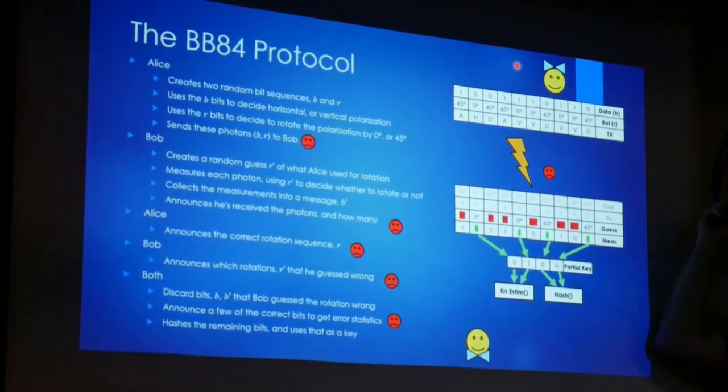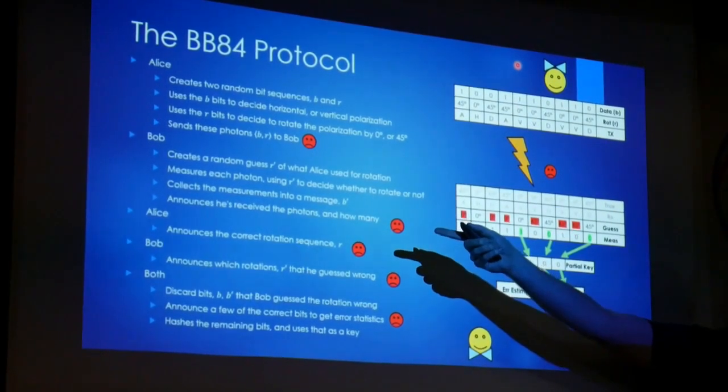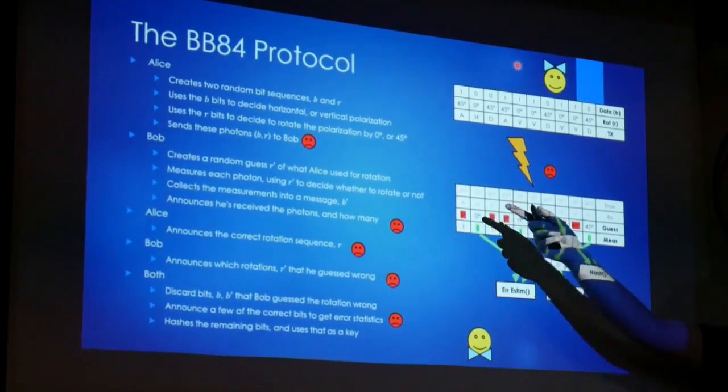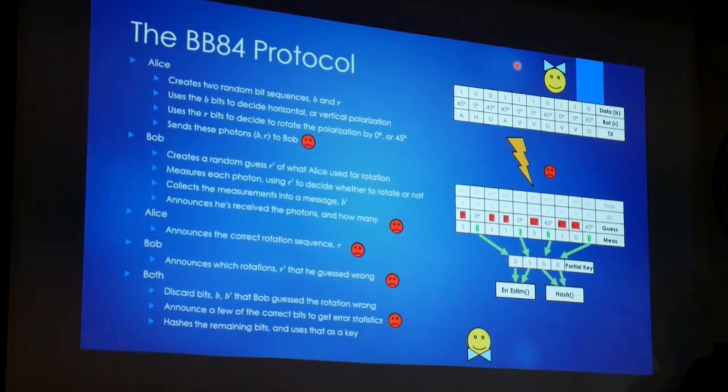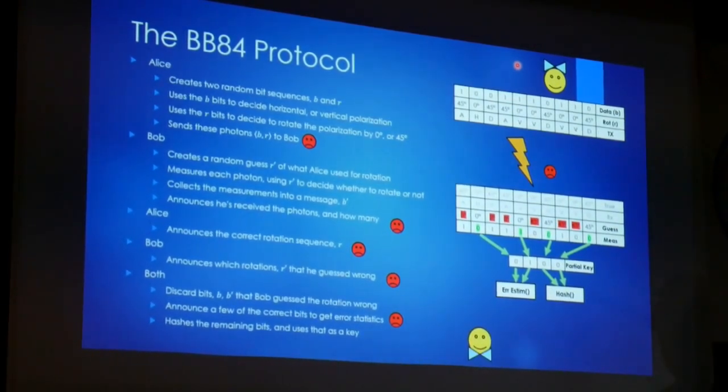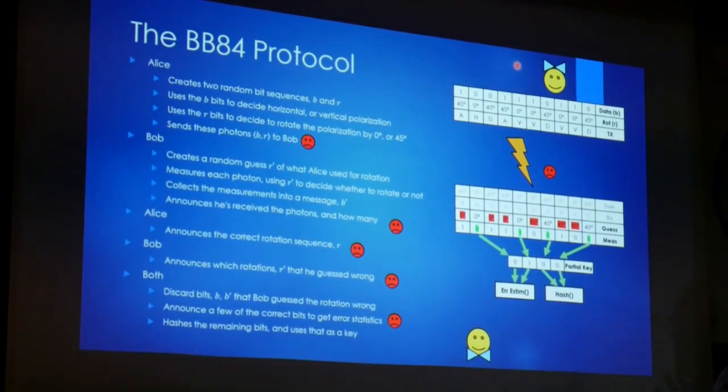Now, you notice I started out with 10 bits, 10 photons, 10 qubits, if you want to call them that, and I got back down to 2. So this is a very wasteful protocol, which is why we use it for keys, not for the whole message. We just use this to share encryption keys. It throws away a lot of information.